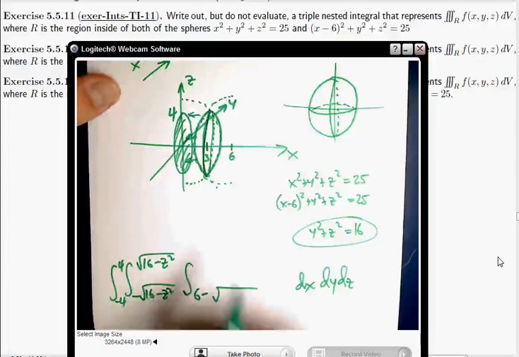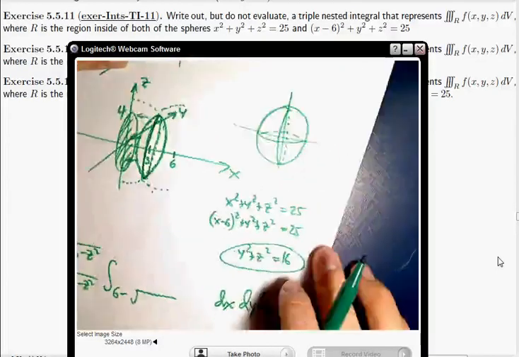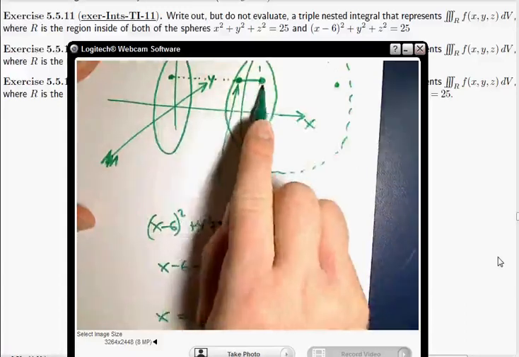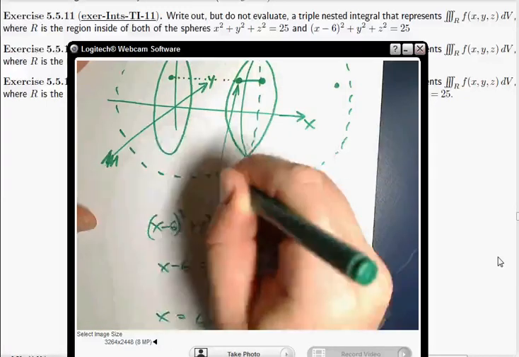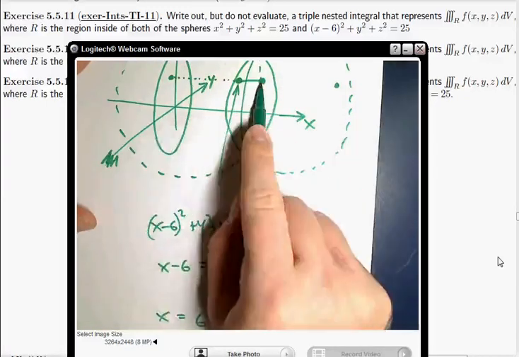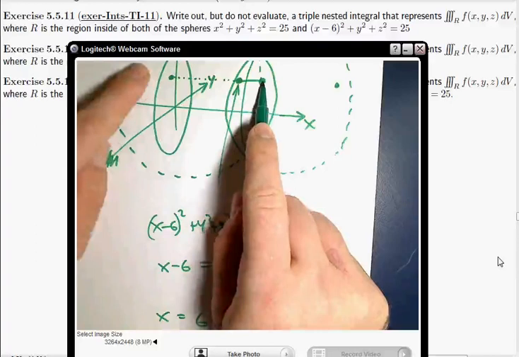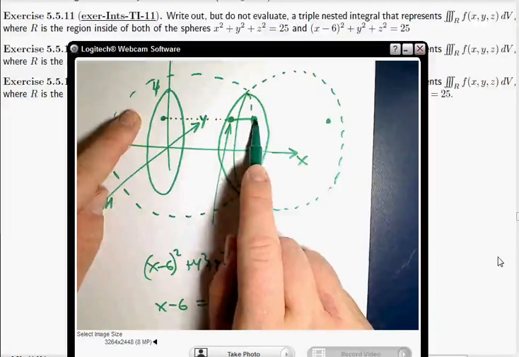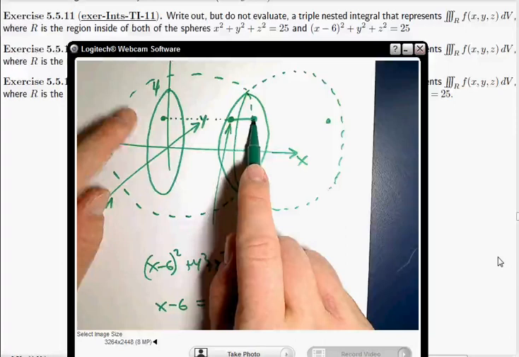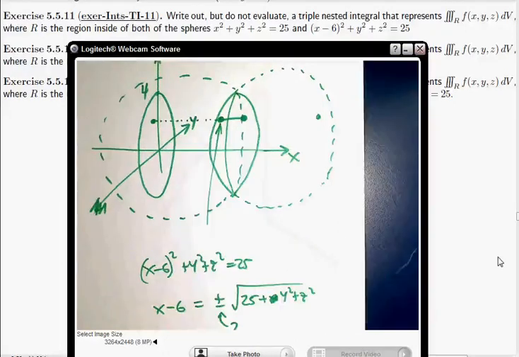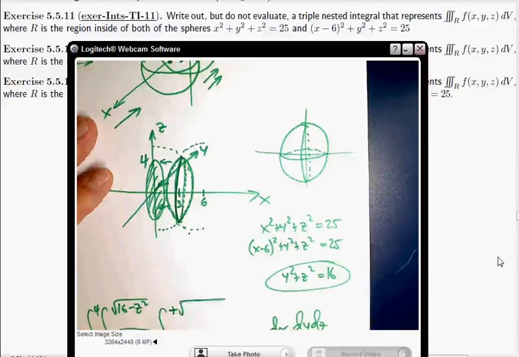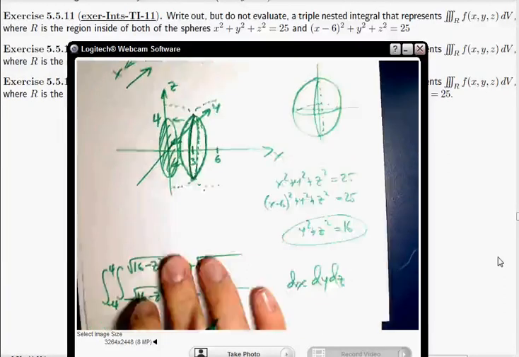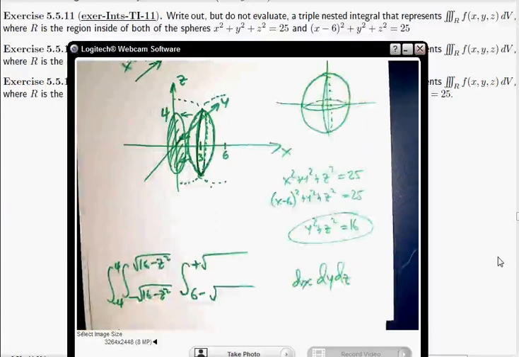Now, for the upper bound for x, that's part of this sphere like this. When you solve for x as a function of y and z, you're again going to get two different values of x. And you want this one, so you want the positive one there. So this is going to be just the positive square root. There is no 6 or anything there. Cool?